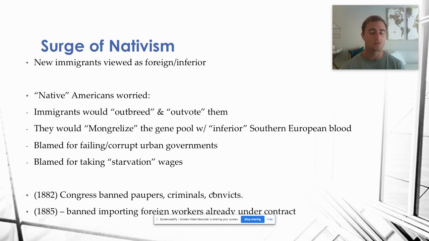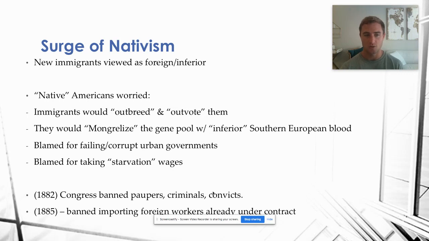And because of this, of course, we have a surge of nativism. Every time that immigrants come into the United States, there was always a surge of nativism. They are portrayed as lesser than the quote-unquote Native Americans. And in this case, it's especially so because they're very different than our Native Americans. There was a fear that these new immigrants are going to outbreed and outvote the Protestant Anglo-Saxon Americans and mongrelize the gene pool, blah, blah, blah.